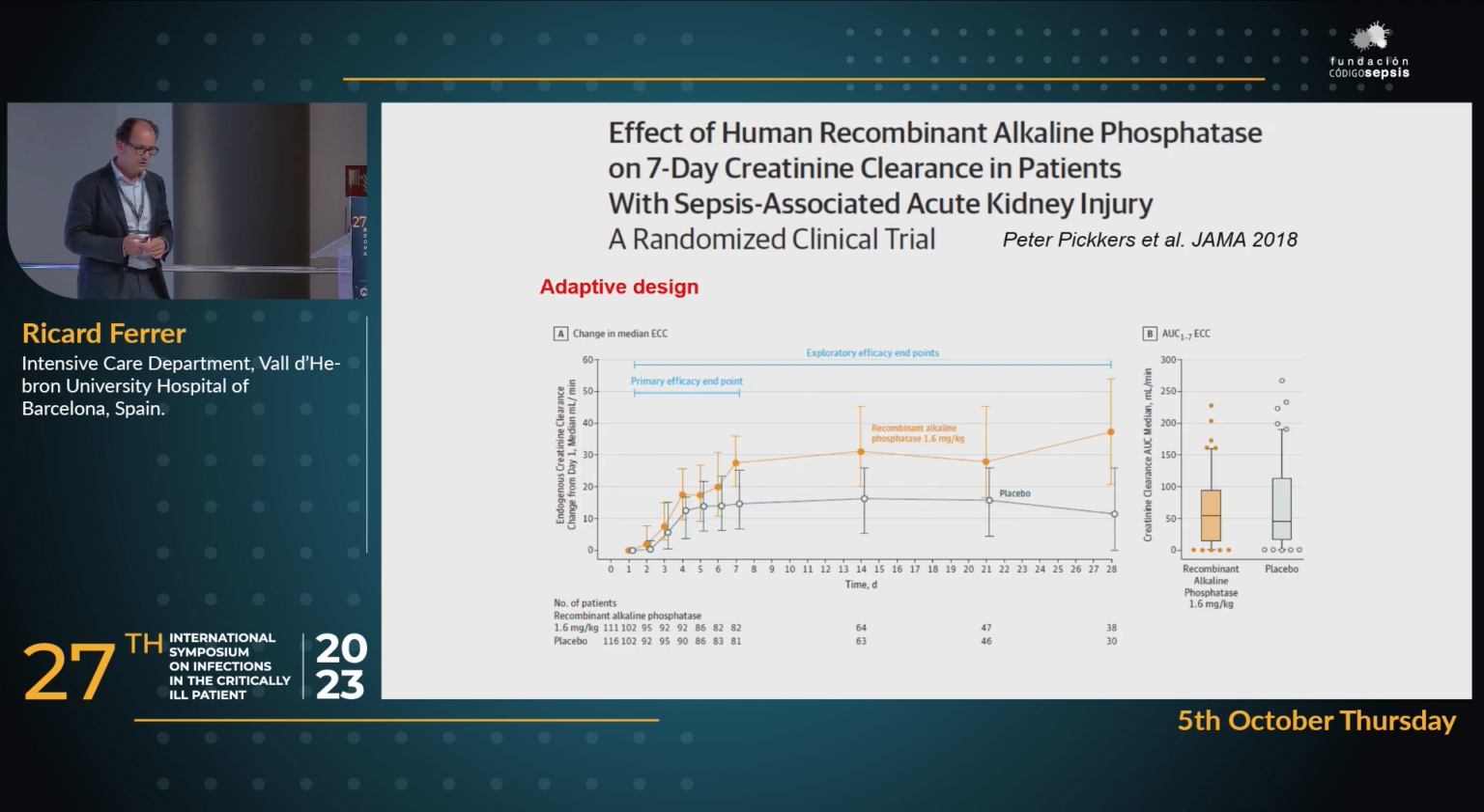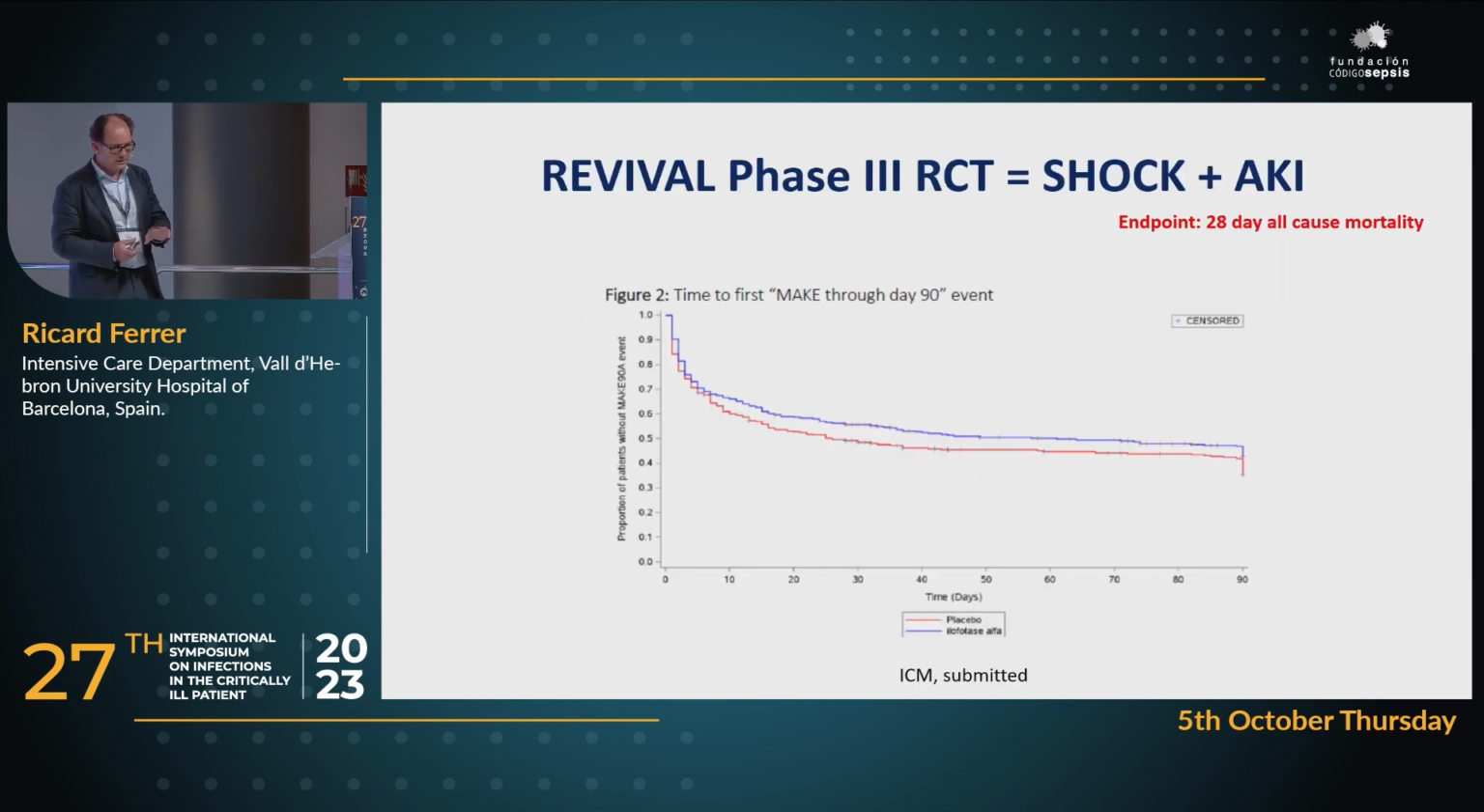This hypothesis was tested in this trial, where patients were randomized to alkaline phosphatase or placebo. The primary outcome was not achieved, which is improvement in renal function during the first week, but a secondary outcome was achieved, which is improvement in kidney function after the first week. So it seems that acting in the endotoxin pathway is able to prevent AKI with this drug. This is still unpublished, but it's submitted to Intensive Care Medicine.